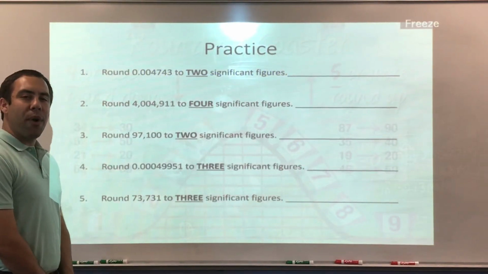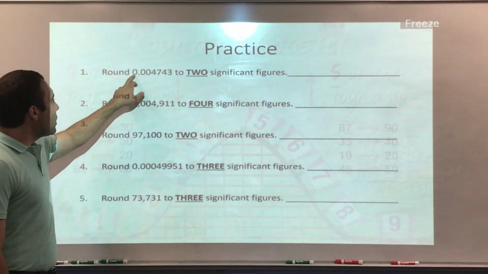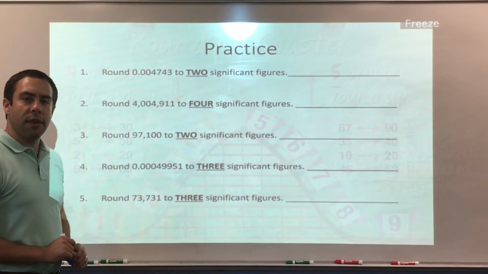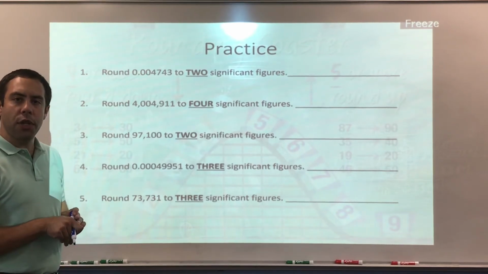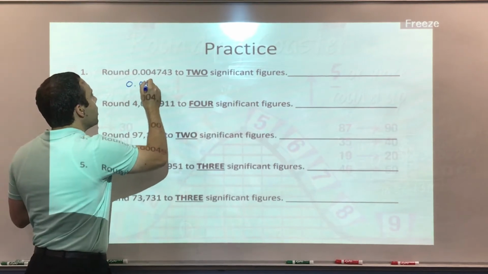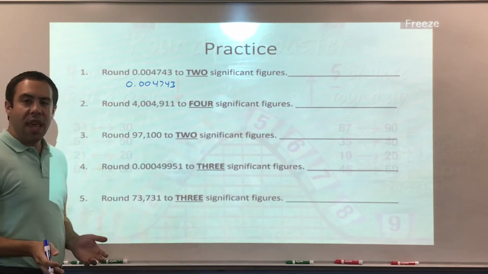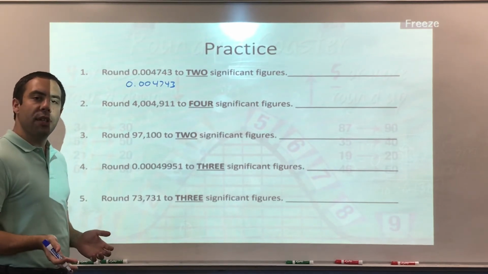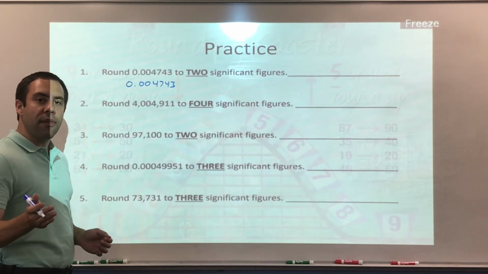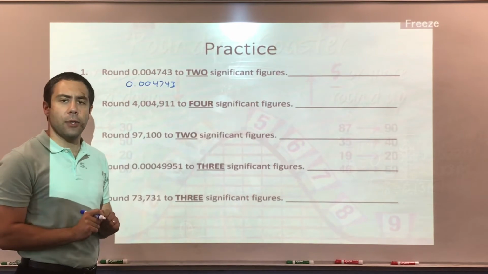Let's try a few more practice problems together. Practice problem number 1 states, round 0.004743 to 2 significant figures. So the first thing we're going to do, step 1, rewrite the number, 0.004743. Then, step 2, we have to determine the number of significant figures that should be in the final answer. 2, we must round to 2 significant figures.